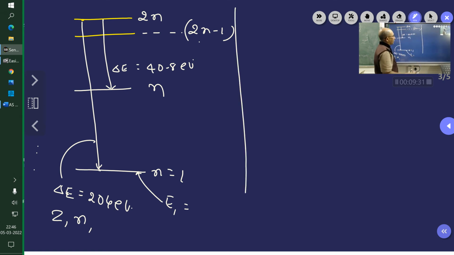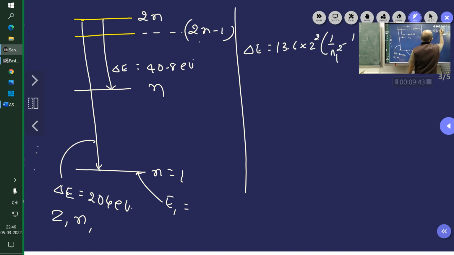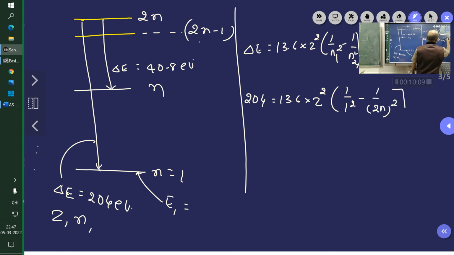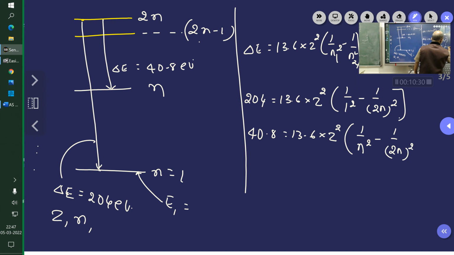So we just have to use the basic equation here, that is delta E is equal to 13.6 into Z square into 1 upon N1 square minus 1 upon N2 square. This formulation we have to use. So in the first instance, it is 204 is equal to 13.6 into Z square into 1 upon, in the first case, n is equal to 1, so it is 1 square minus 2n whole square. And the second equation is, we will use the same equation but with a slightly different condition. So again, it is going to be 13.6 into Z square, and in this case, it is going to be 1 upon n square minus 1 upon 2n square.